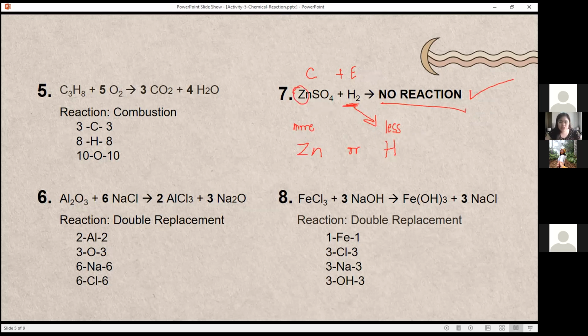So yes, this is correct. No reaction. Now for number 8, this is a compound and sodium hydroxide is also a compound. So yes, this is correct. Double replacement or double displacement. So exchange partners ka dyan. FeCl3 plus NaOH. So paano ka mag-exchange partners?